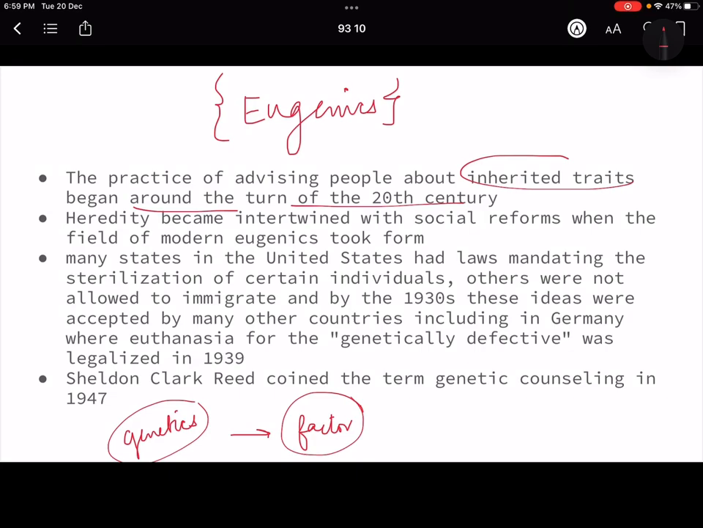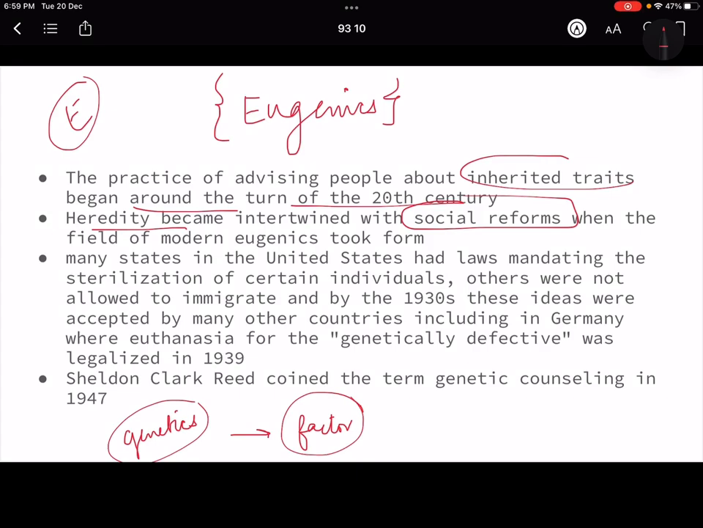So this practice started around the 20th century to study how genetic disorders are passed on in families, through heredity. So heredity became intertwined with social reforms. So what happened at that time, because you know that this was the time when we were also seeing the rise of European powers.